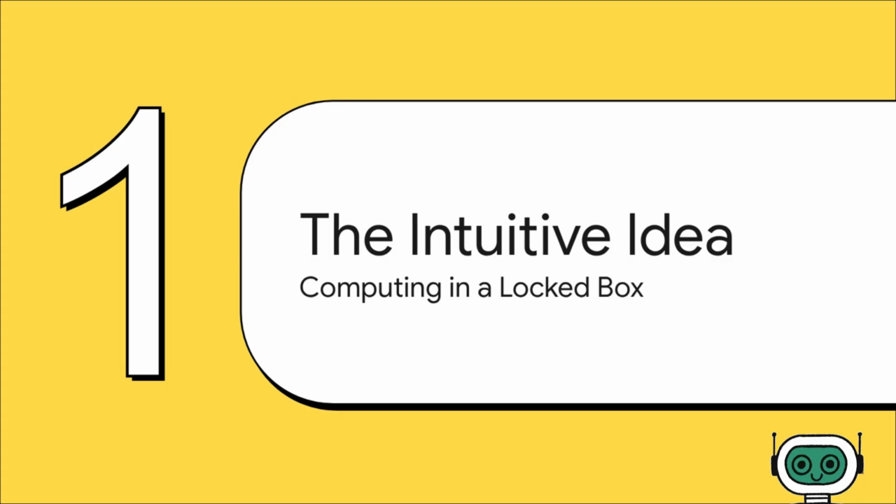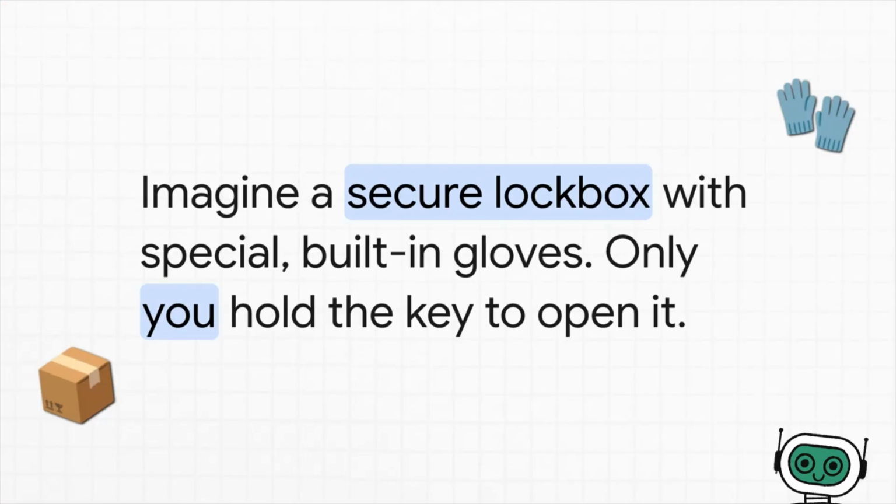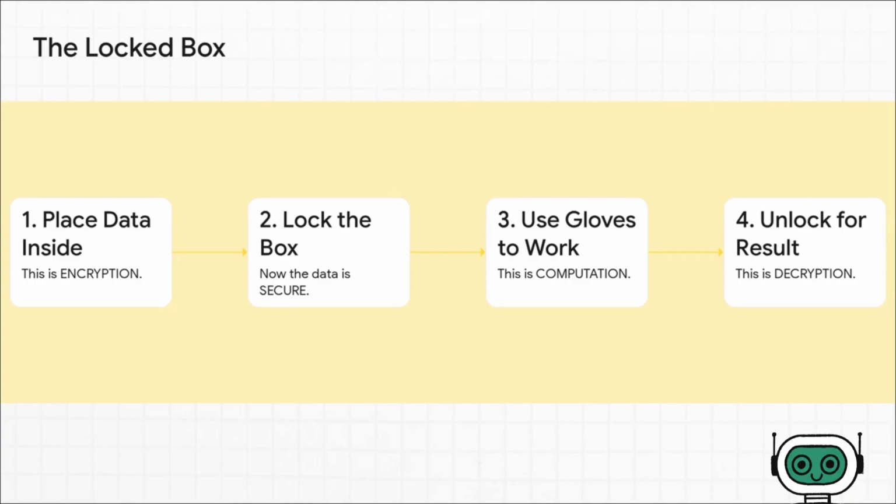Think of it as computing inside a locked box. Imagine you have a totally secure lockbox. This isn't just any box, though. It has special gloves built into the sides, kind of like what you'd see in a science lab. And most importantly, only you have the key. So here's the process. First, you place your data inside the box. That's encryption. Then, you lock it up tight.